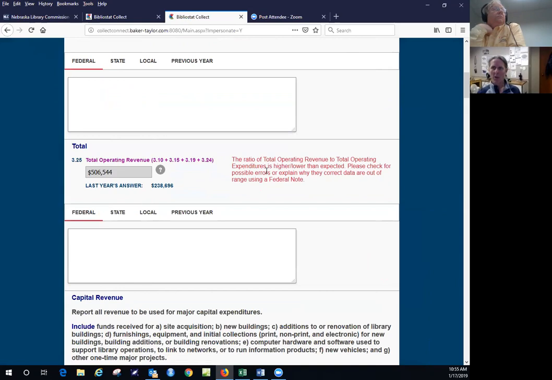Then the other thing that it looks at here is your operating revenue and your operating expenditures, and it's saying that that ratio is either higher or lower than expected. So you might want to go back to your survey and say, hey, what was my total operating revenue? If it was $500,000 and you only reported $200,000 in expenditures, then there probably were some expenditures that didn't get reported. So it's looking at that ratio of revenue to expenditures, and it's saying it's outside of a certain range. Those numbers will never be exact. Don't try and get them exact. We don't want them to be exact. But if there's a large change or a large difference between the two, that'll trigger an edit check here.